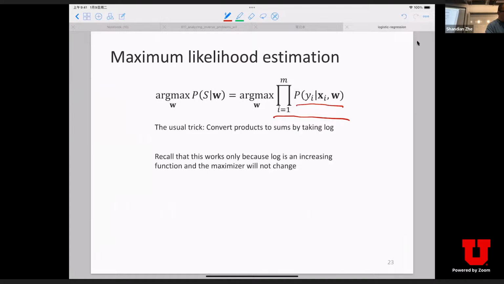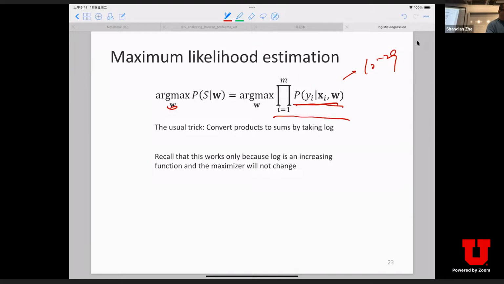Then we want to maximize this data likelihood with respect to model parameters w. That's why it's called maximum likelihood estimation. Does it make sense? But the problem is that each likelihood is just a probability, between 0 and 1. If you multiply a lot of probabilities together, it's easy to get underflow, meaning your probability could be 10 to the minus 29. That's too small, it could underflow.